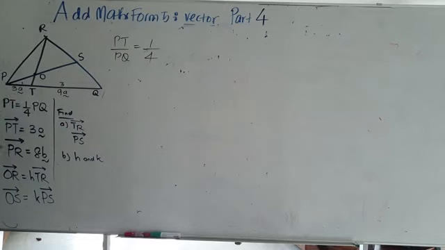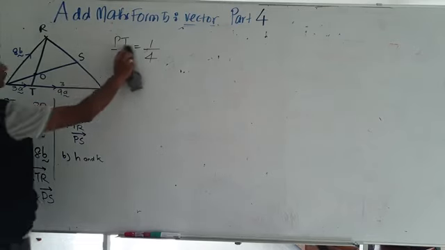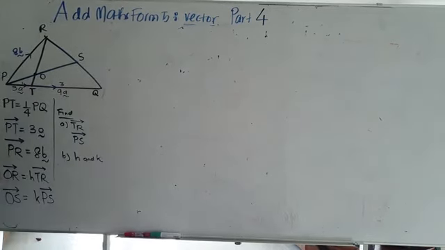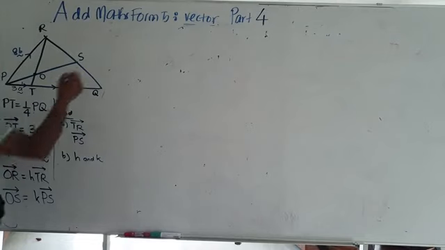Next, what is PR? PR has been found to be 8B. Let's put an arrow here. We have used this information. Good. This information comes later. Let's try to do question A. Under question A, I'm erasing this off. We need to find TR.